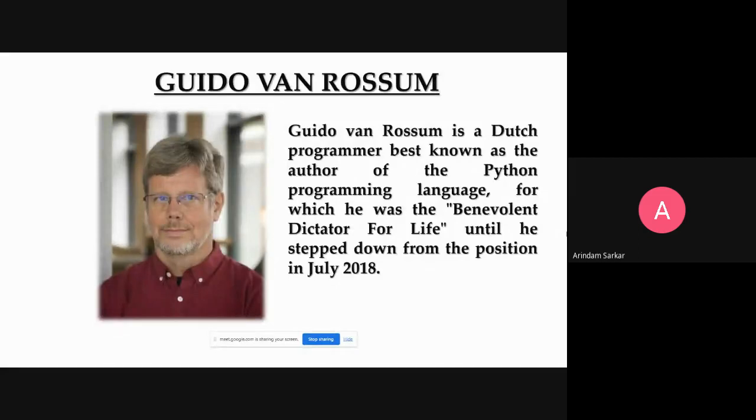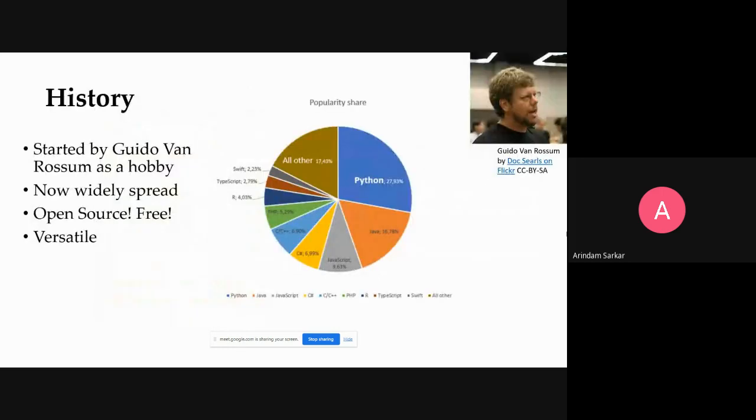I will give you some examples of how statistical programming can be written in Python. So I think all of you know this man. This is Van Rossum. He's a Dutch programmer, best known as the author of the Python programming language. And the interesting thing is that Python is a very well-known language, with 27.93% of users compared to other languages all over the world.